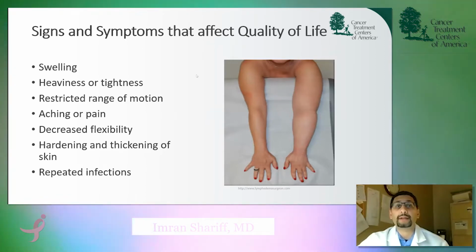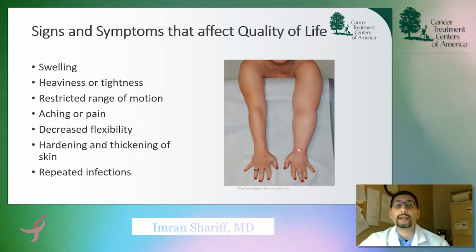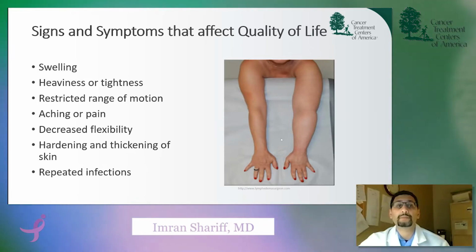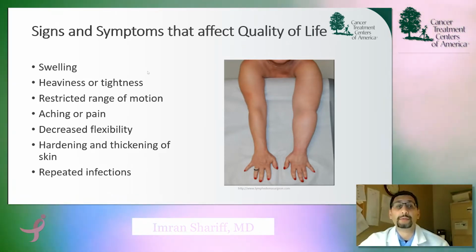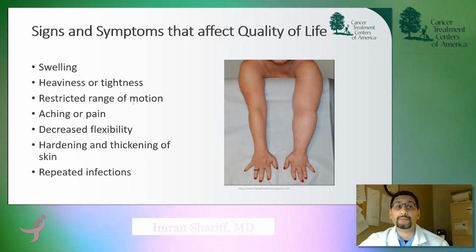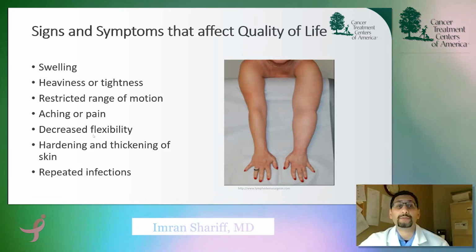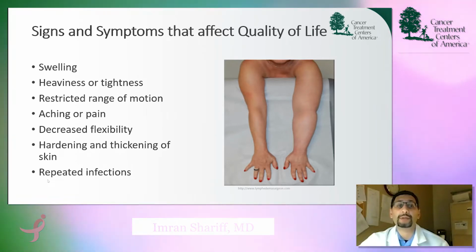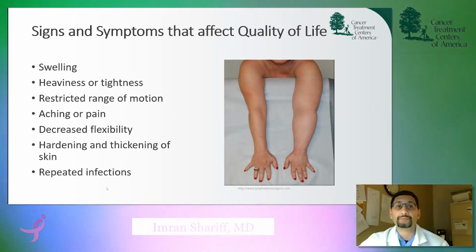Signs and symptoms that affect quality of life. In this picture here, you see the woman has a much swollen left upper extremity after surgery. This patient may experience swelling, heaviness or tightness, restricted range of motion, aching or pain, decreased movement in the upper extremity, hardening and thickening of skin, and may also be prone to repeated infections.